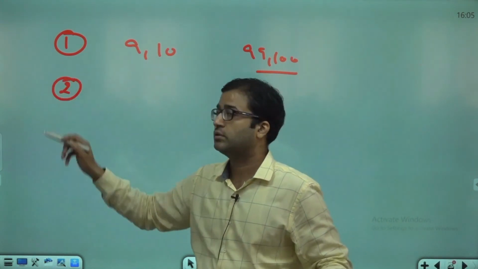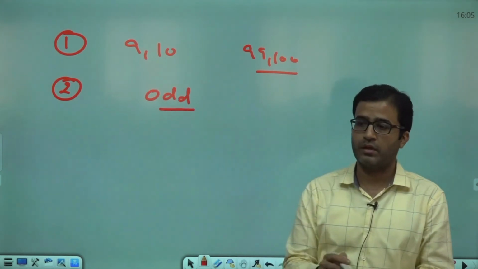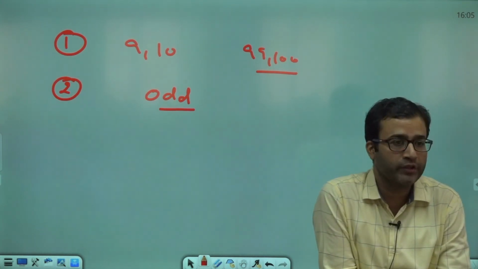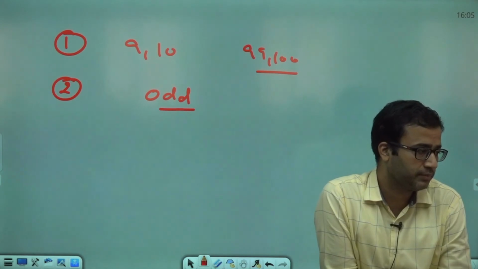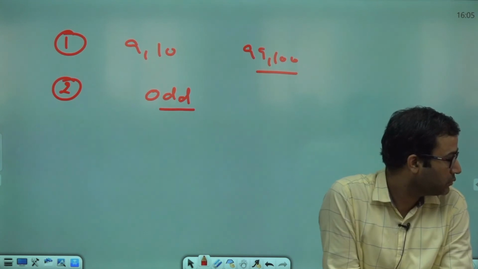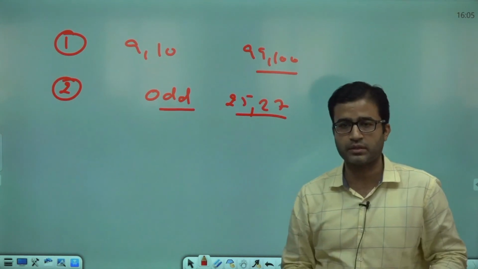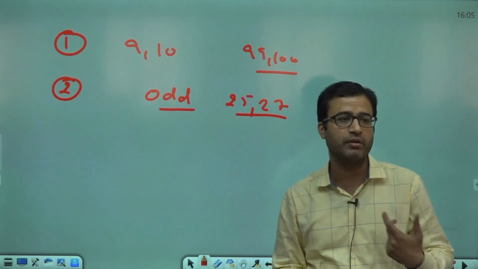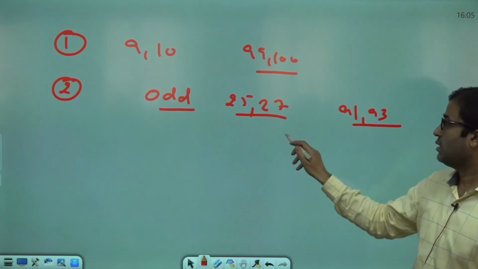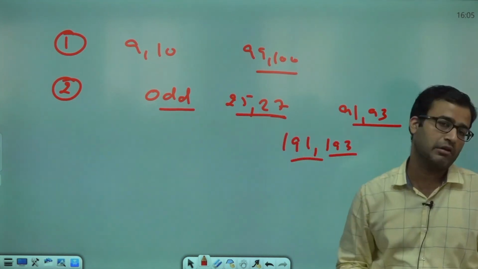Next is: 2 consecutive odd numbers are always co-prime to each other. For example, 25 and 27 or any two consecutive odd numbers. You tell me two consecutive odd numbers, I will simply say co-prime. 91 and 93, 191 and 193, any two consecutive odd numbers are always co-prime to each other.